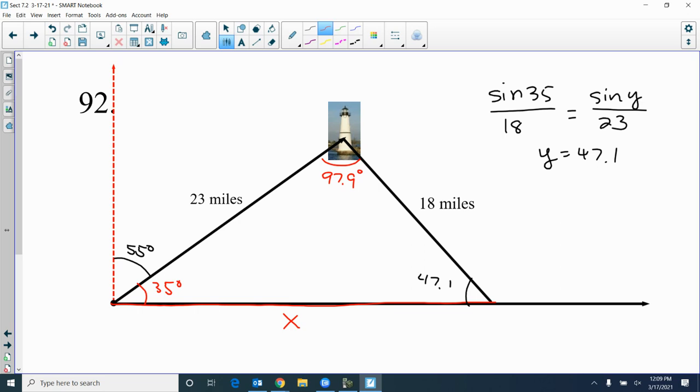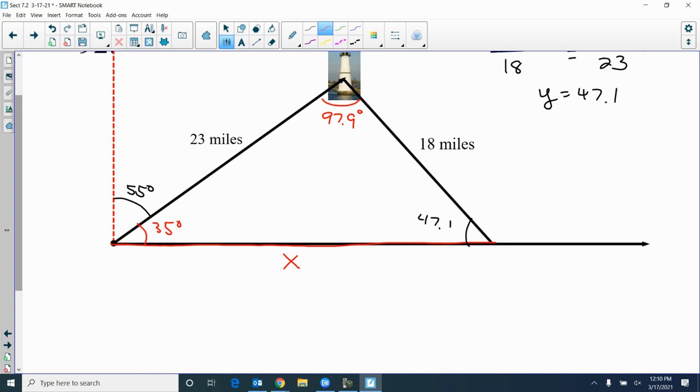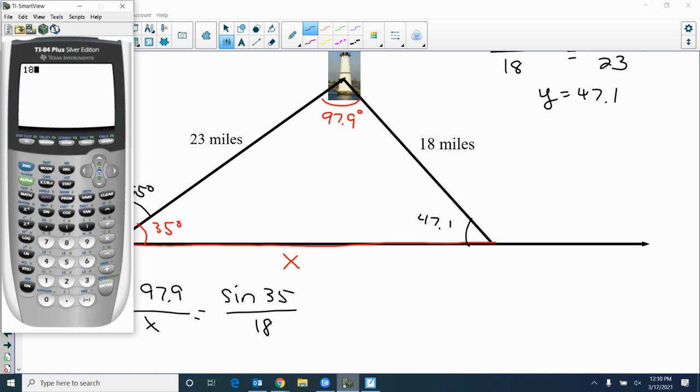Yeah. 97.9. All right, now at this point I can find x. Now if you found x, that's good. X should be 31.1 miles. If you got that, that's pretty good. So sine of 97.9 over x equals, I'm going to use the 35. Sine of 35 over 18, and let's see, 18 times sine of 97.9 divided by sine of 35.